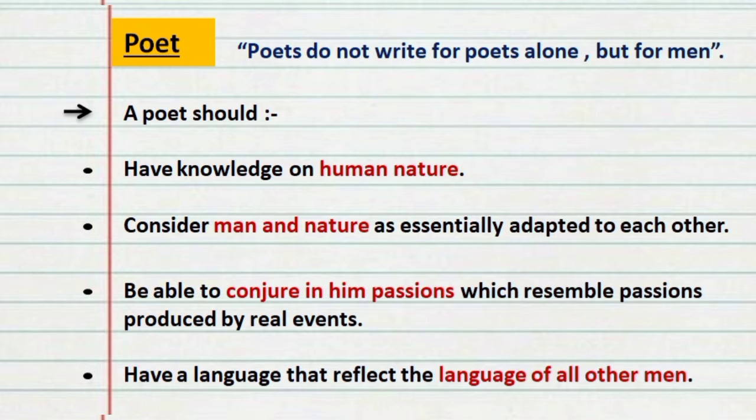There are certain criteria to be a poet. Firstly, he says, poets do not write for poets alone but for men. And the other qualities are, he should have a knowledge on human nature. And a poet should consider man and nature as essentially adapted to each other. We are interconnected. Man and nature are not two separate entities. A poet should be able to conjure in him passions which resemble passions produced by real events. He should also have a language that reflects the language of all other men.